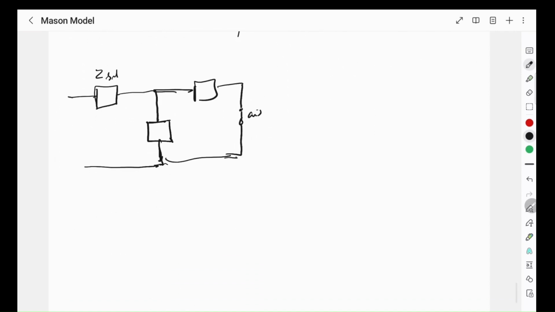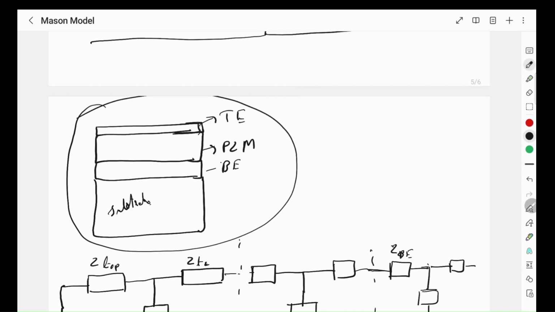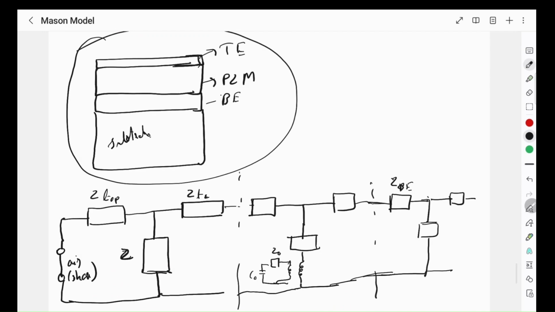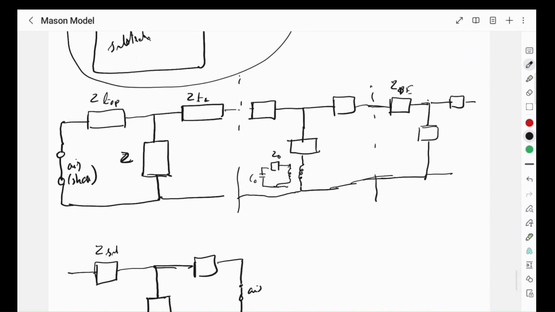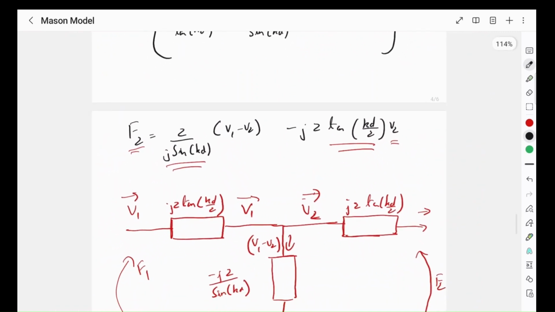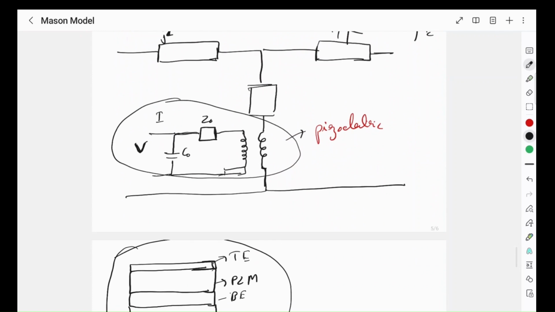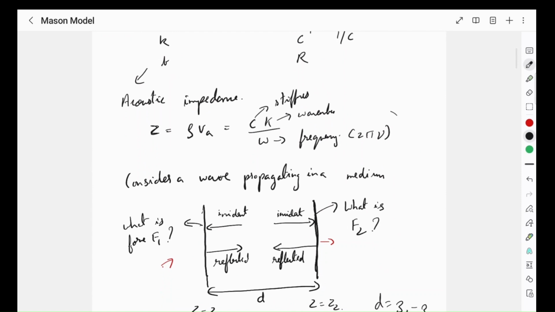So yeah, I've also given you an example of an actual piezoelectric resonator, and how you do a Mason model for that. This is a basic video on the Mason model, which I got a request for in one of my previous videos. I have covered in detail all the basics you will need to do a Mason model. Ultimately you understood, right? We started from here and did the whole Mason model. So that's all in this video.